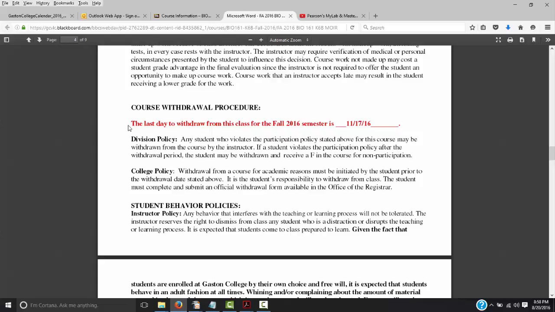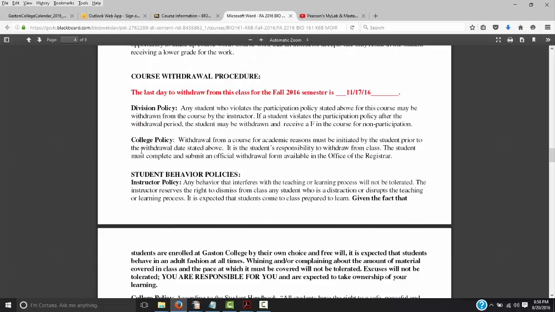So if you are borderline around this time and you aren't sure if you should stick around or not, then please talk to me. Now, getting a W on a transcript is a lot better than getting an F. With the college policy, it is your responsibility as a student to withdraw from the class. If you're able to sign up for the class, you should be able to withdraw from the class. So don't just assume that if you stop doing the work, I will notice that and I will withdraw you. I may do that, but I may not do that. So it is your responsibility as a student to withdraw from a class.